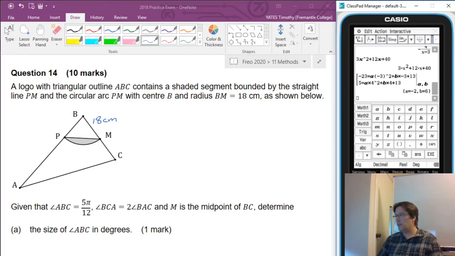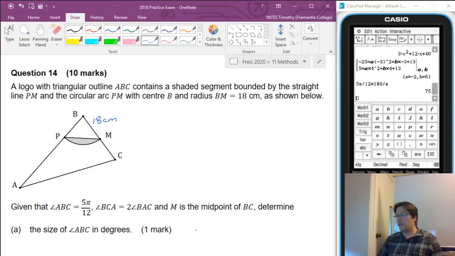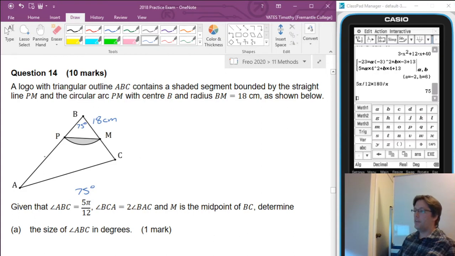Let's turn that into degrees, shall we? 5 pi on 12 times 180 divided by pi. That's 75 degrees. But we have got the radians version if we need it. BCA is 2 times BAC. So this is theta. This is 2 theta. And M is the midpoint of BC, which means that this is going to be 18 centimeters on the other side as well. So what's the size of ABC in degrees? Oh, I just did that, 75 degrees. Great.